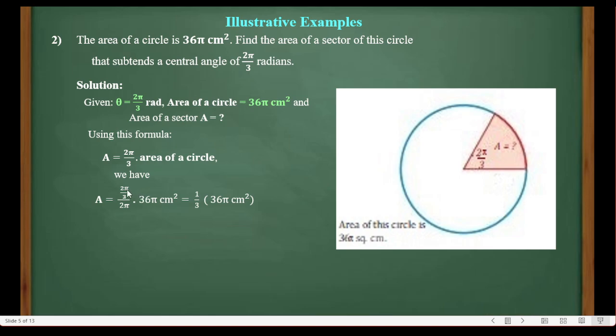So substitute the value of theta, that is the measure of the central angle, 2 pi over 3 over 2 pi, times the area of the circle, which is given as 36 pi square centimeters. And then we simplify this portion. That will give us at this point 1/3 of 36 pi square centimeters, or that will give you 12 pi square centimeters. And this is the area of the sector. And this is the answer. Next.